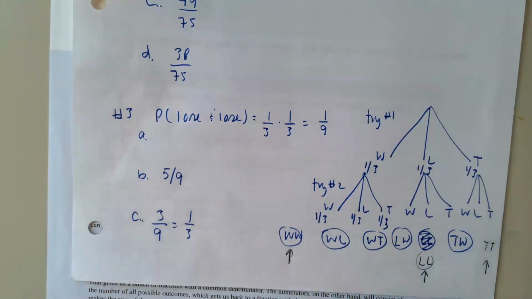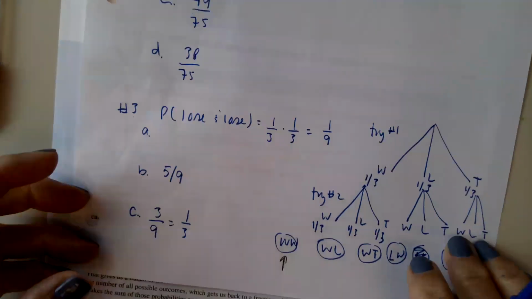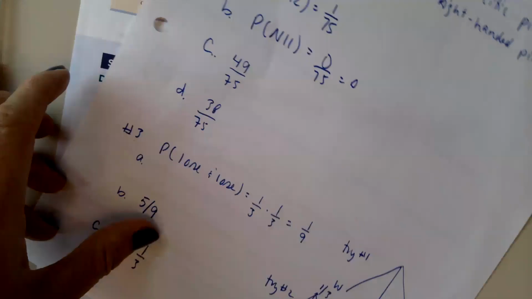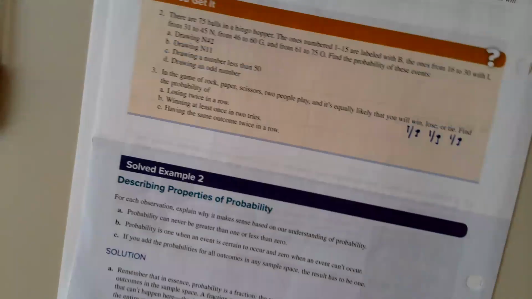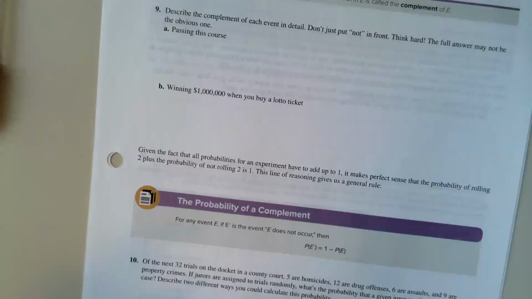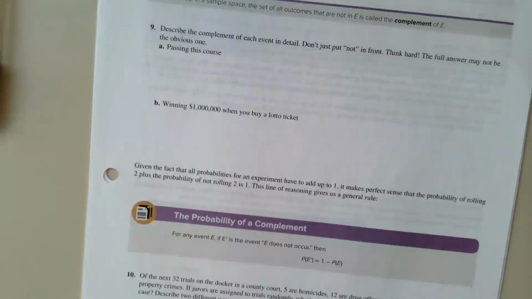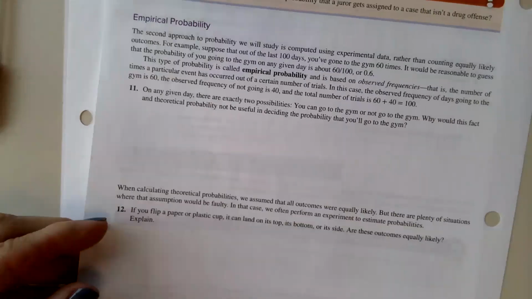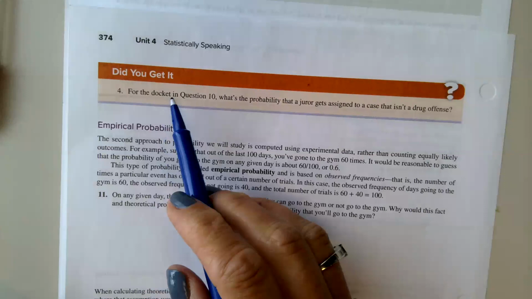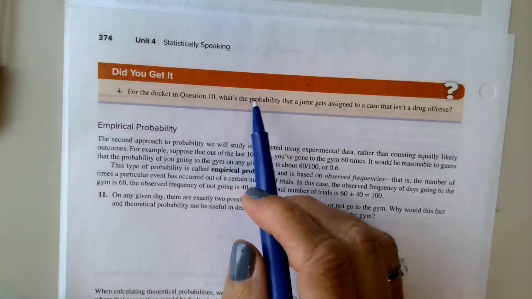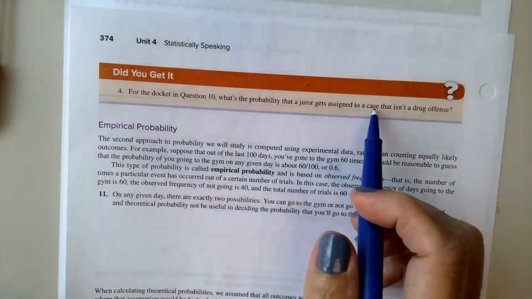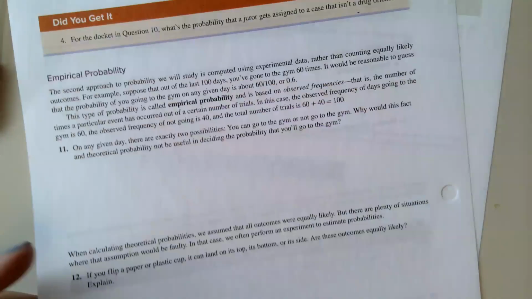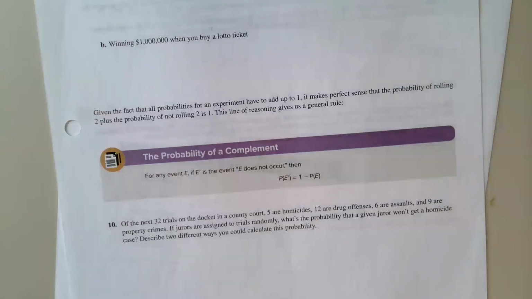Then we have, did you get it number 4? So let's go ahead and move forward. Did you get number 4? It says, for the docket problem in question 10, what's the probability that a juror gets assigned to a case that isn't a drug offense? So we have to go back to number 10.